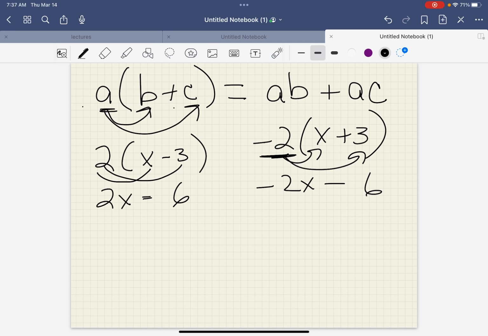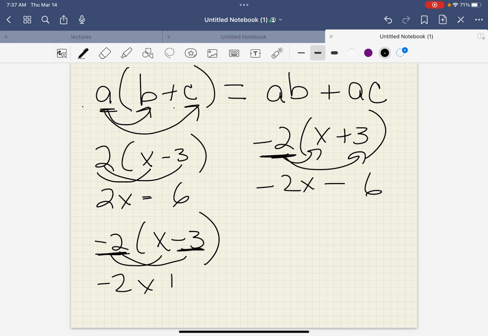Okay? And the next one is minus 2 times x minus 3. All right, so negative 2 times x, negative 2x. Negative 2 times negative 3. Negative times negative is positive. 2 times 3 is 6. Okay, be careful with those rules for signed numbers.